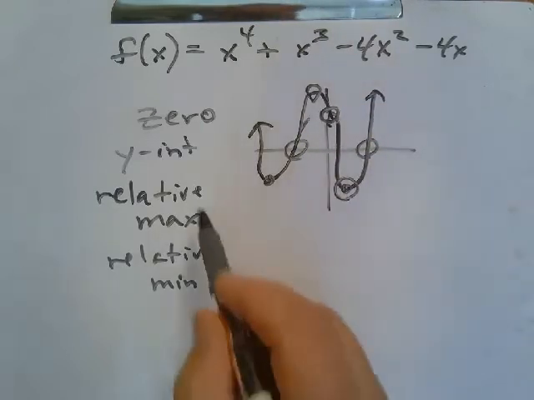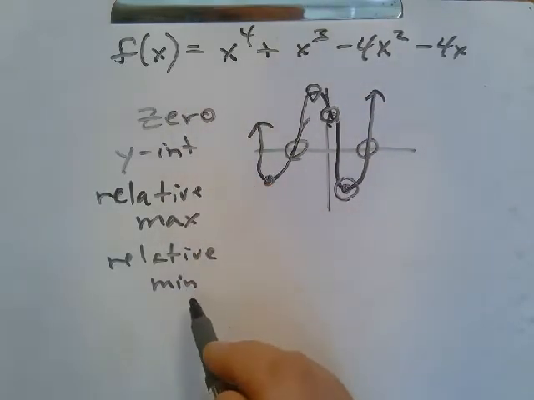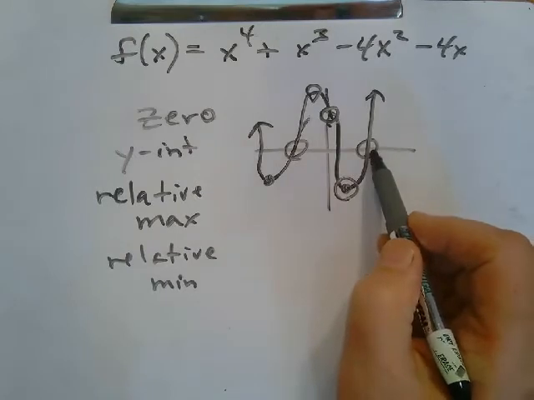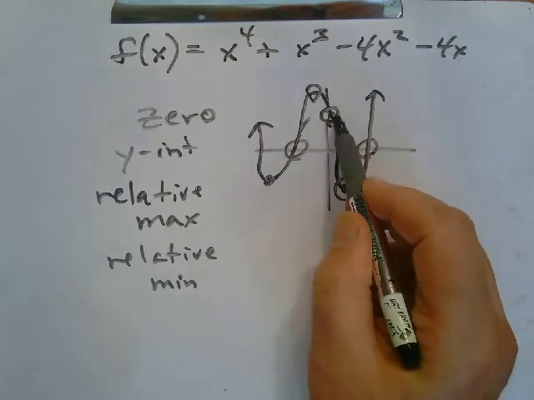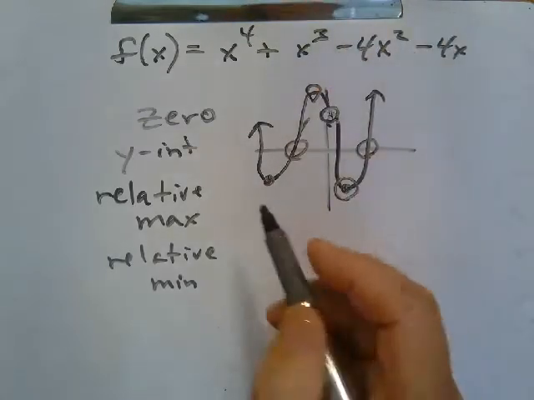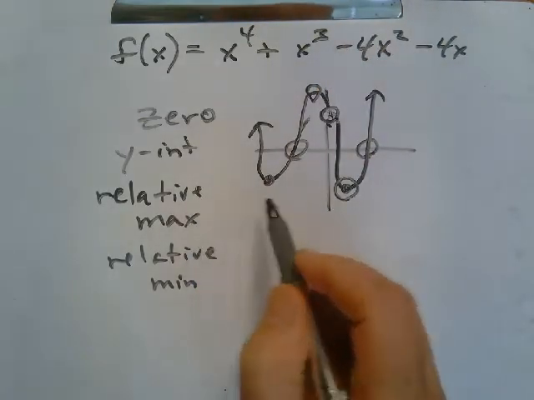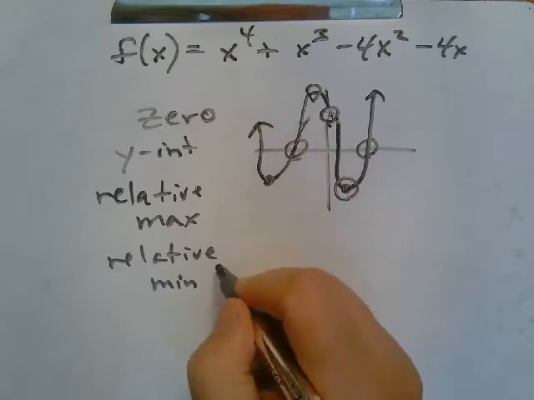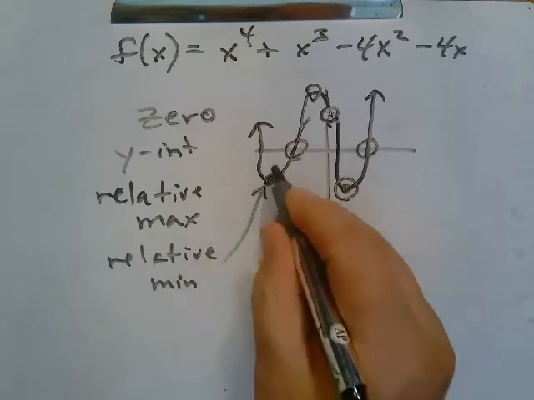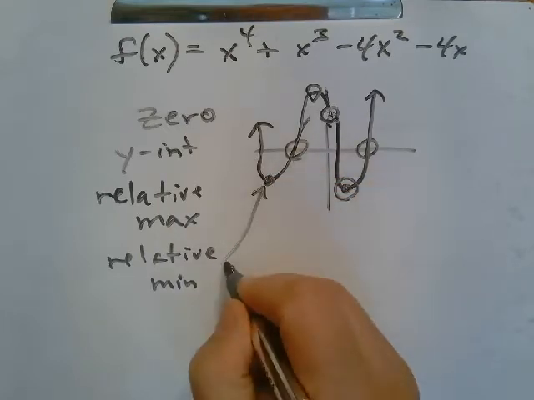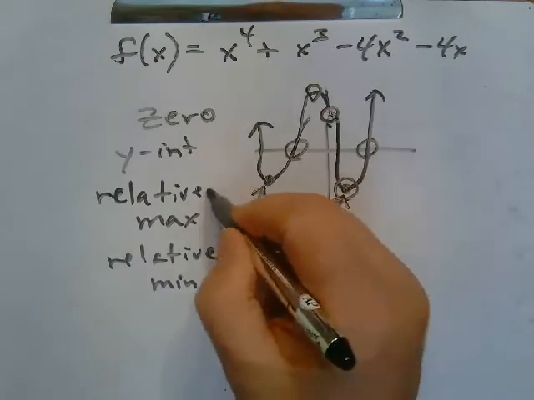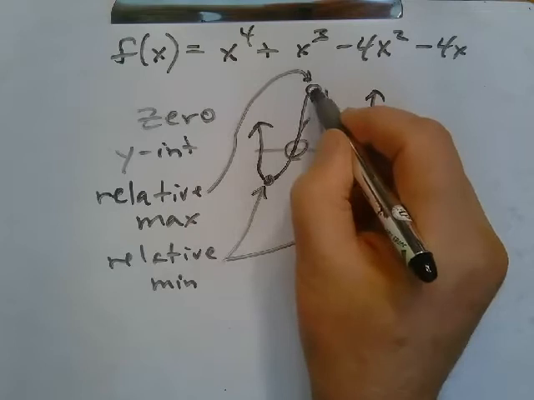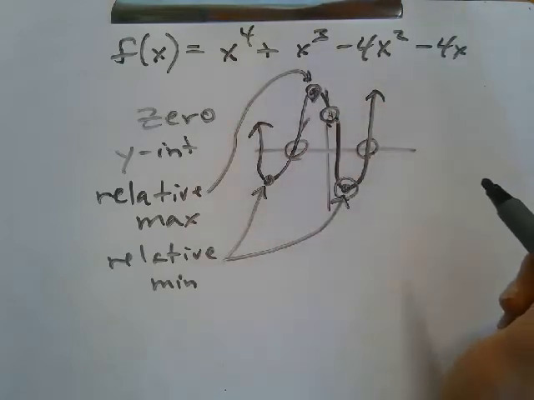So I'm looking for these major points: the zeros, where they cross the x-axis; the y-intercept, where it crosses the y-axis; and these things called the relative maxes or mins. Like this would be a relative minimum here. Relative to everything around it, it's the minimum. And here's another relative minimum. This one up here might be a relative maximum, relative to everything else around.